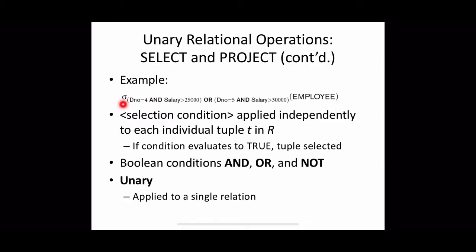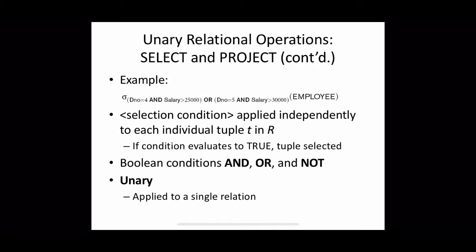We have the operation with a condition: sigma of department number equal to 4 and salary greater than 25,000, or department number equal to 5 and salary greater than 30,000, from the relation employee. The meaning is that we select employees who belong to either department 4 with salary greater than 25,000, or department number 5 with salary greater than 30,000. Any employee who meets this condition will be selected.